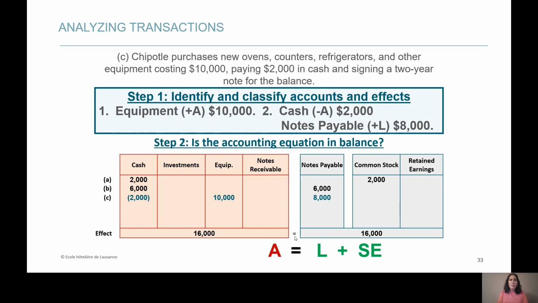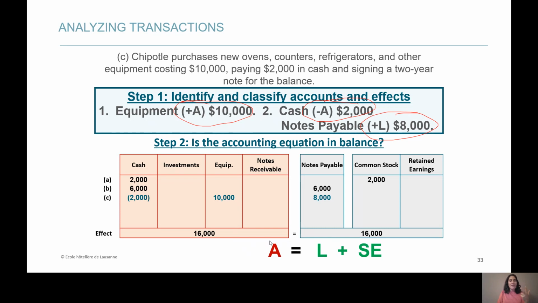You probably remember transaction C. This is when the company purchases 10,000 of equipment, paying 2,000 in cash, and signing a 2-year note for the balance. So we said that our equipment increased by 10,000, cash decreased by 2,000, and notes payable increased by 8,000 because we've paid cash and the rest we've taken a loan. So how are we going to record these three amounts?